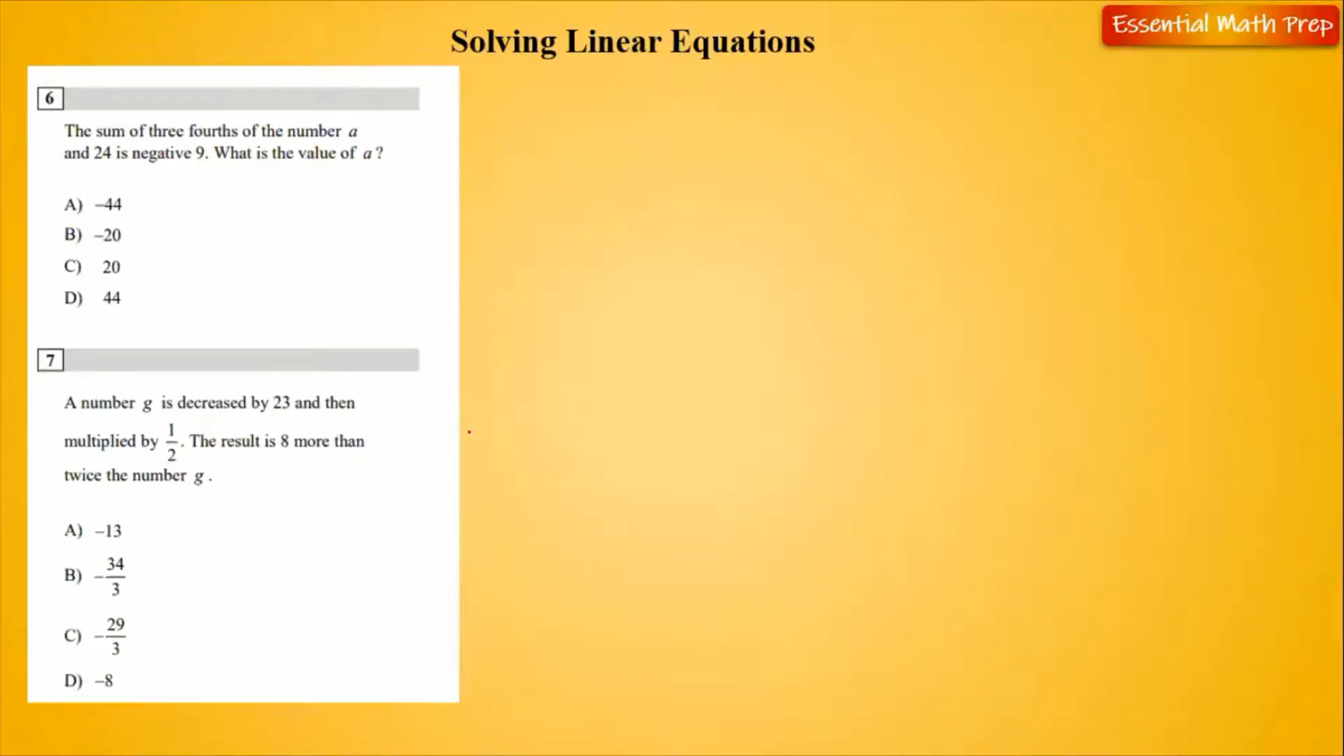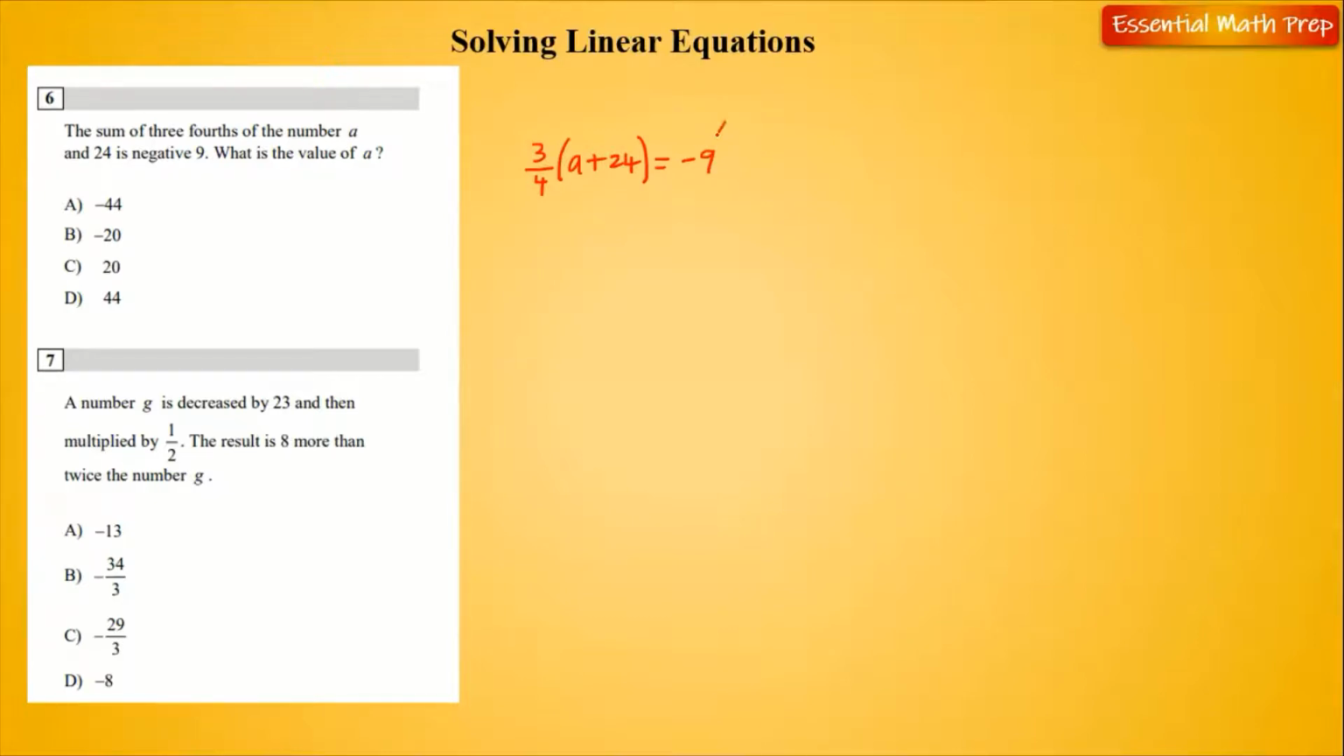The sum of 3/4 of the number a and 24 is -9. What is the value of a? Let's read that again. The sum of 3/4 of the number a and 24 is -9. So I'm going to write something, and I want you to be honest with yourself if that's what you thought. Were you thinking this?